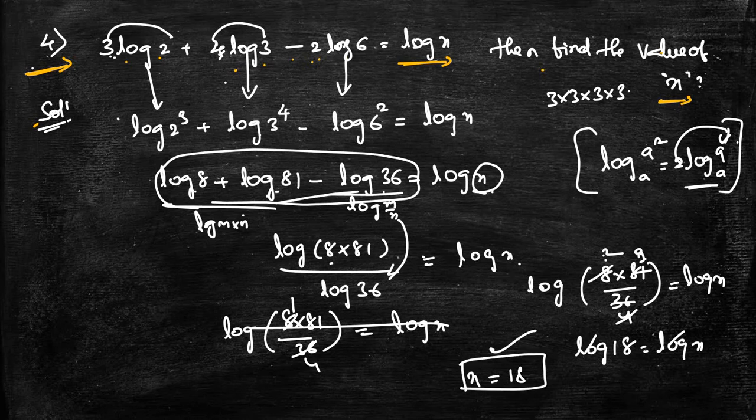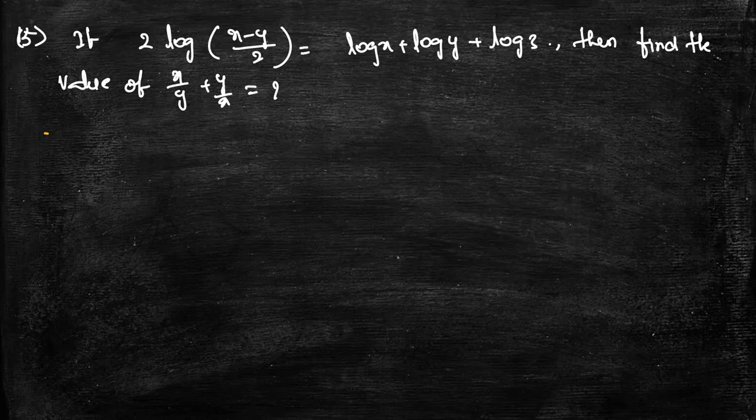Now moving to the next question. Dear students, this type of question will be asked as a 4 marks question, so please concentrate on this question. If 2 into log of (x minus y) by 2 is equal to log x plus log y plus log 3, then find the value of x by y plus y by x. They are asking us to find this. Now the solution is here.